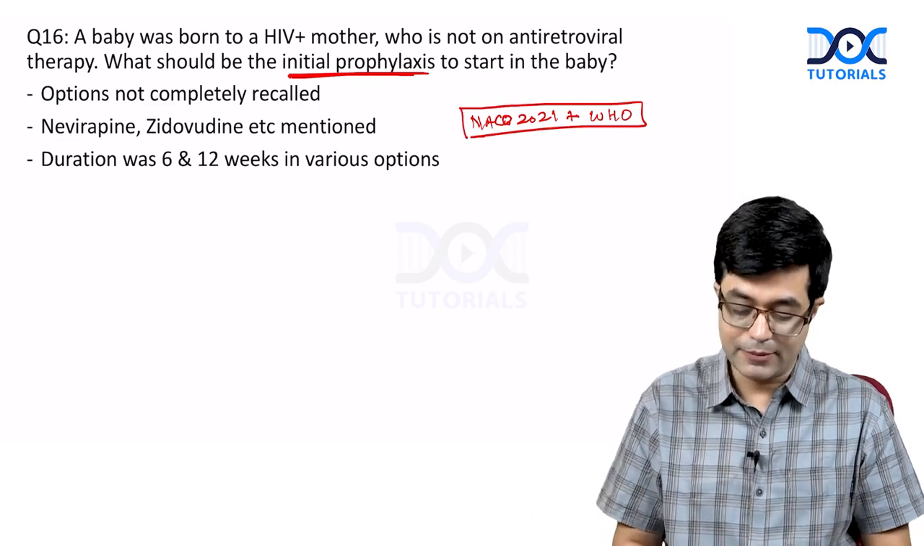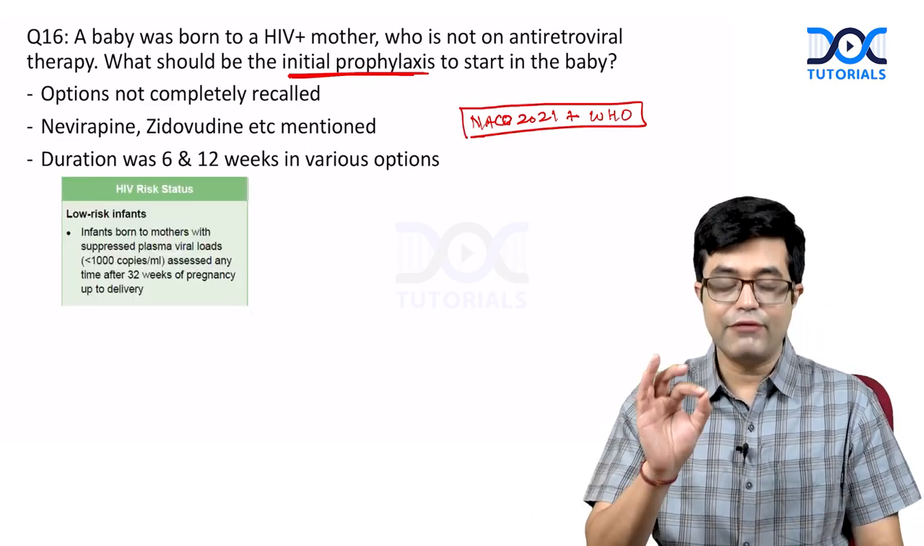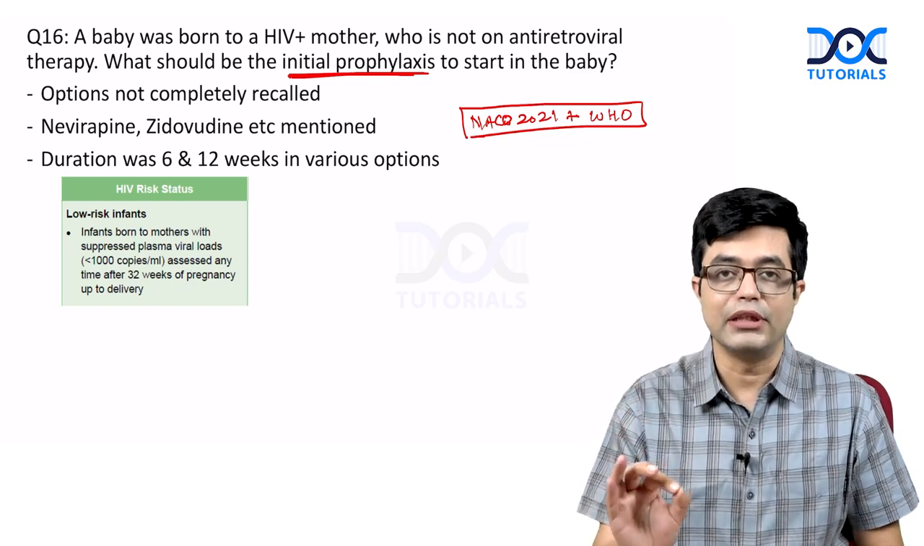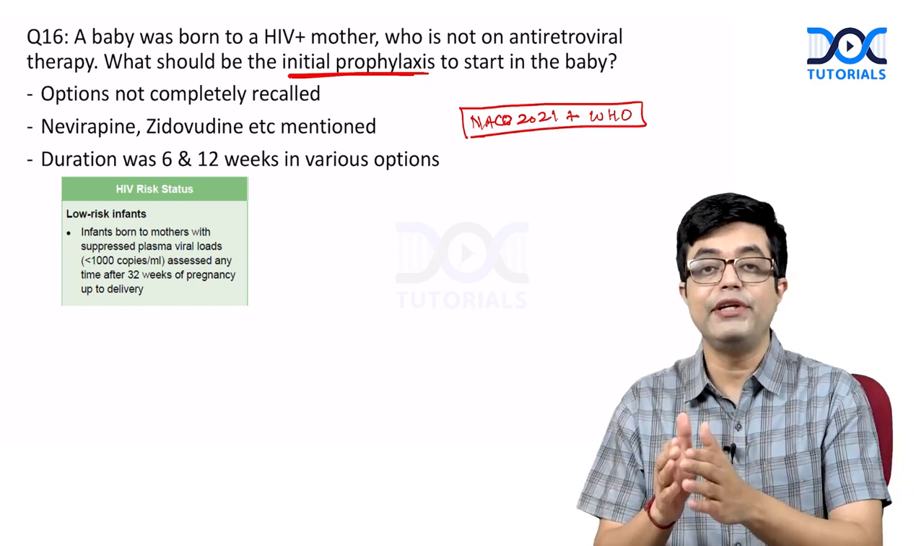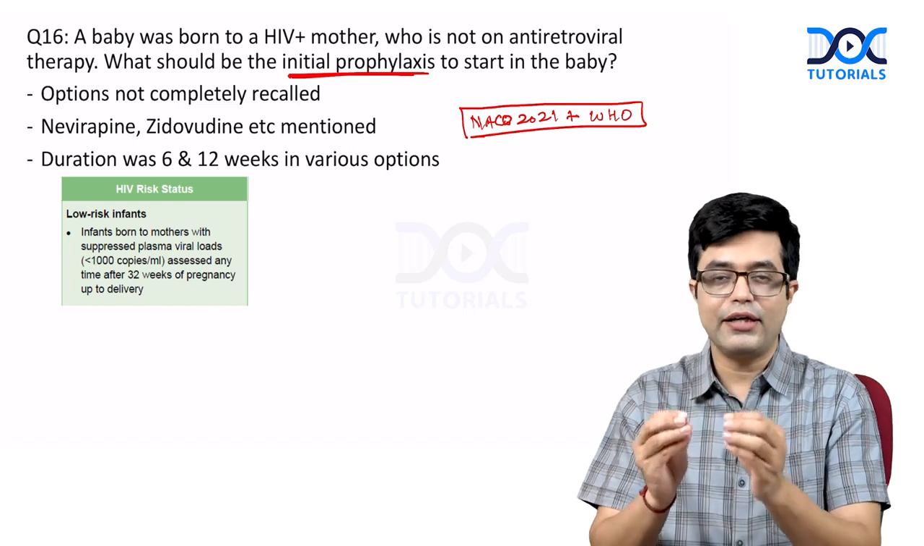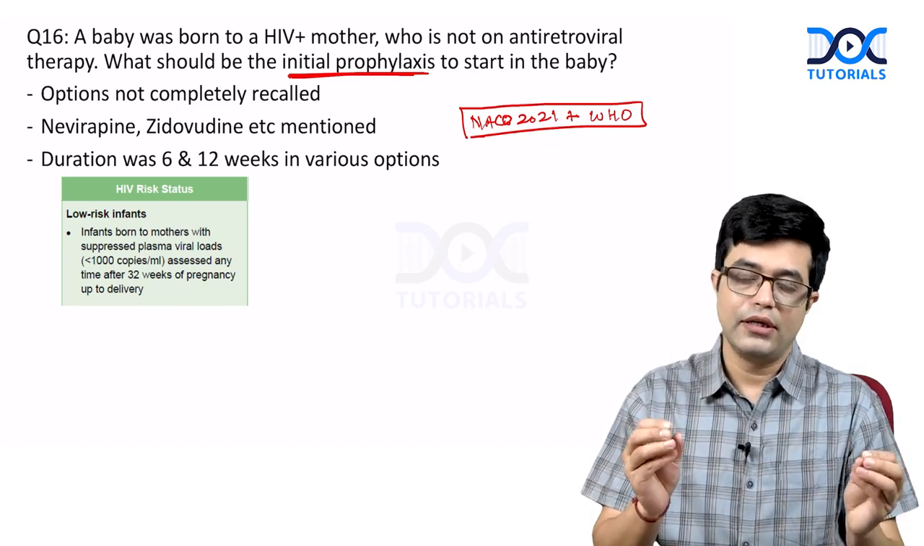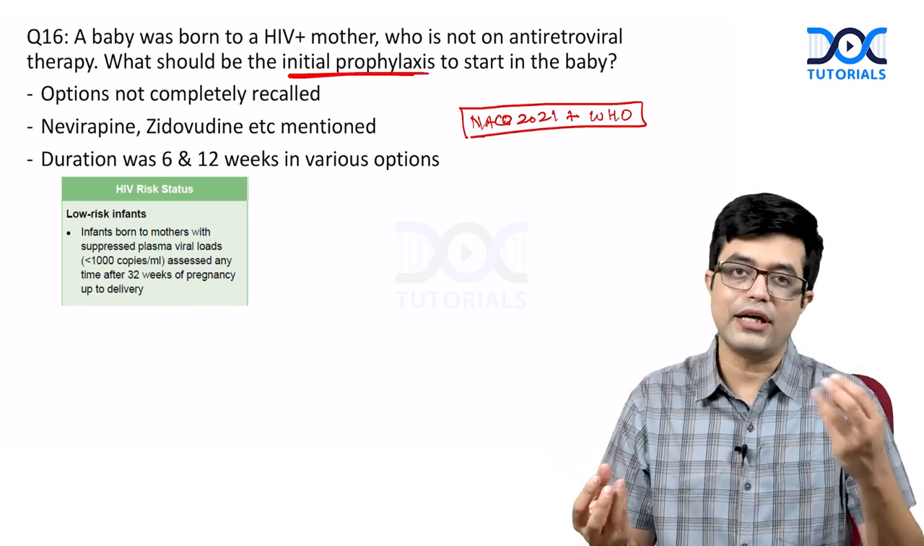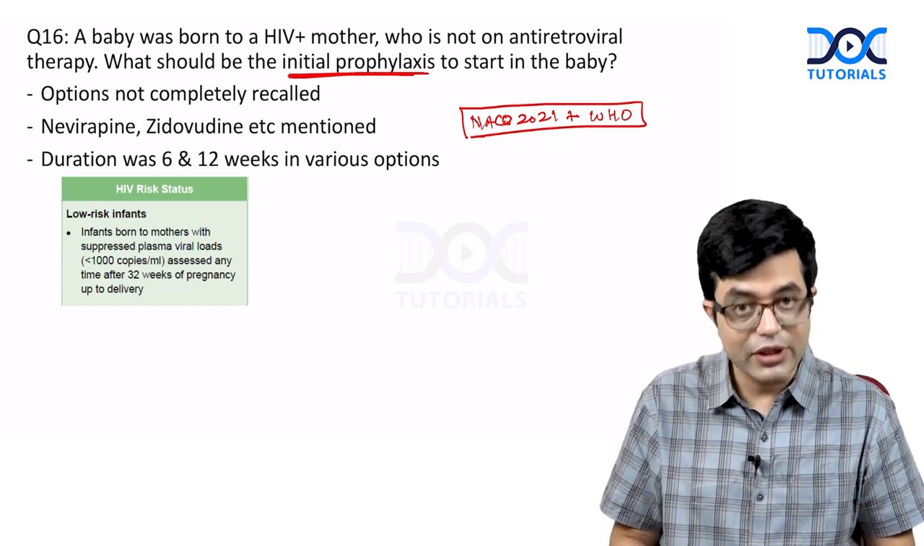Look at the guidelines. Guidelines say that whenever a baby is born to an HIV positive mother, the baby is called an HIV exposed infant. We categorize the baby into two parts: either a low risk or a high risk infant. So what is a low risk infant?